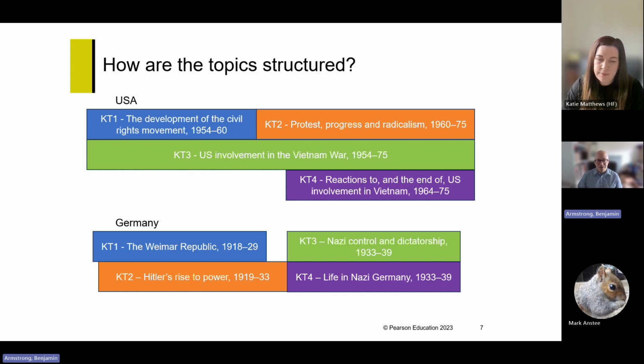Similarly with Germany, key topics 1 and 2 happen at about the same time. They're happening alongside one another. And key topics 3 and 4, they're also happening in the same time frame. So it's very important that when you're revising this, you understand how the events fit into the chronology of this unit so that you don't get mixed up if the questions have dates.